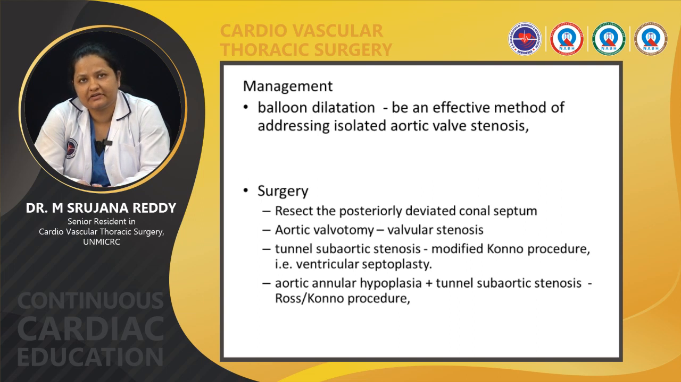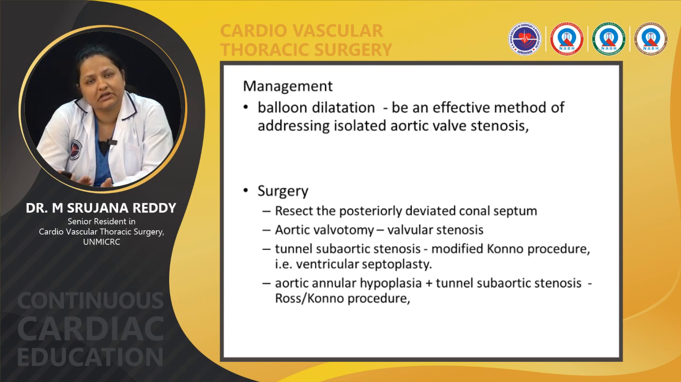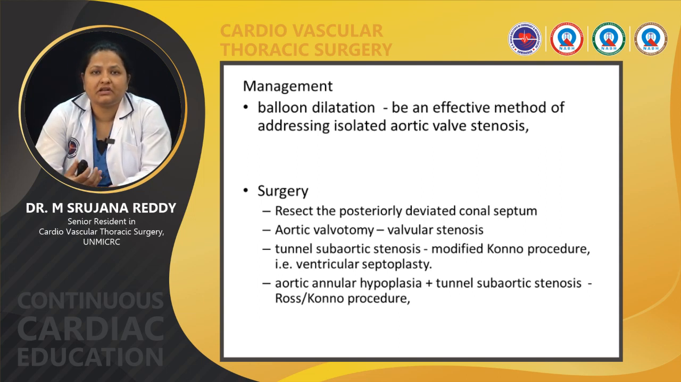Coming to the management strategies, balloon dilatation has been shown to be quite an effective method, and if it is a very severe stenosis, additional interventional procedures like placing a stent may be required. The surgical strategies include resection of the posteriorly deviated conal septum. If it's an aortic valvular stenosis, valvotomy can be performed. If it's a tunnel subaortic stenosis, a modified Konno procedure can be performed. If it's annular hypoplasia plus subaortic tunnel stenosis, the Ross-Konno procedure can be performed.